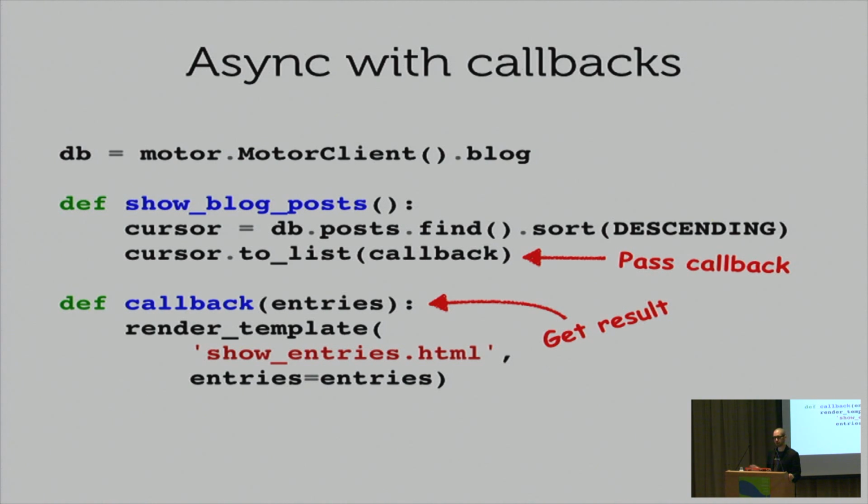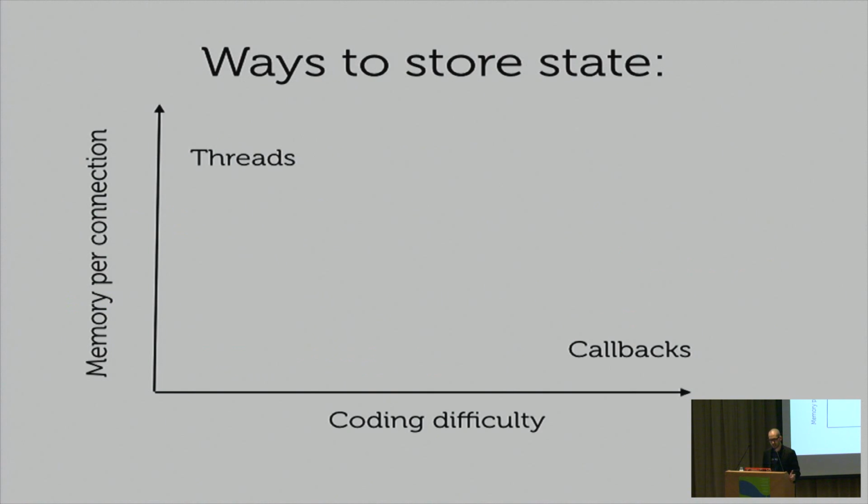You need to remember what you were going to do and store all of your state by hand. So this is why async is relatively difficult to code. And I would say that in this kind of spectrum, threads and callbacks are at two extremes. Threads are very easy to use for web programming, but they have a large overhead. Whereas callbacks are relatively difficult to use, but they're extremely low overhead. There's almost no memory spent on storing a reference to a callback.